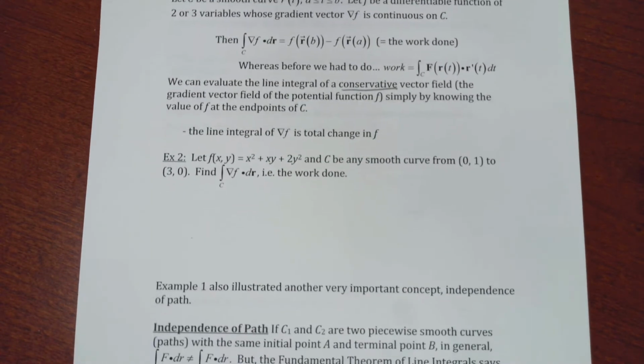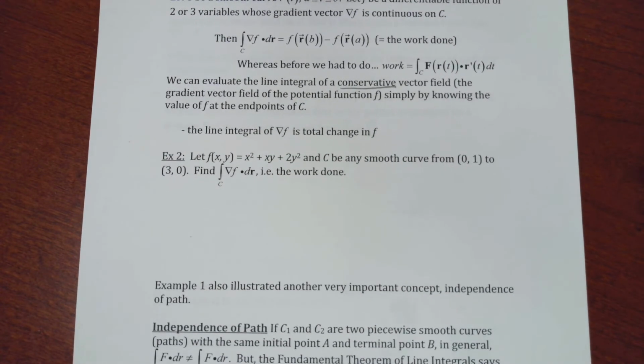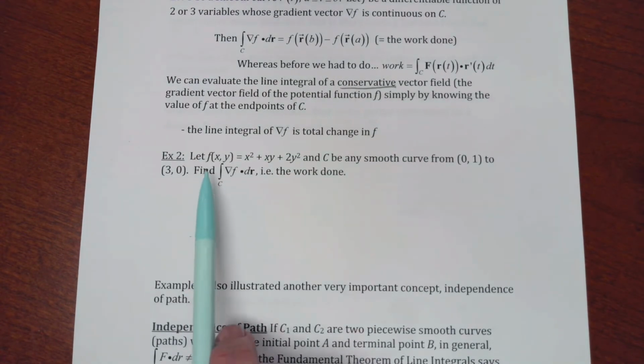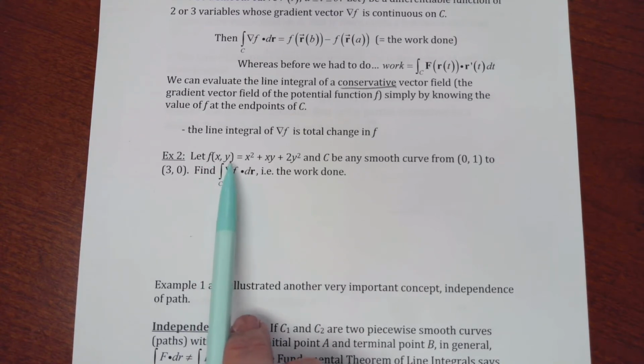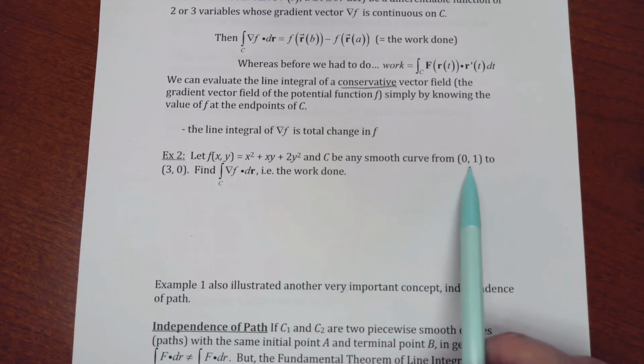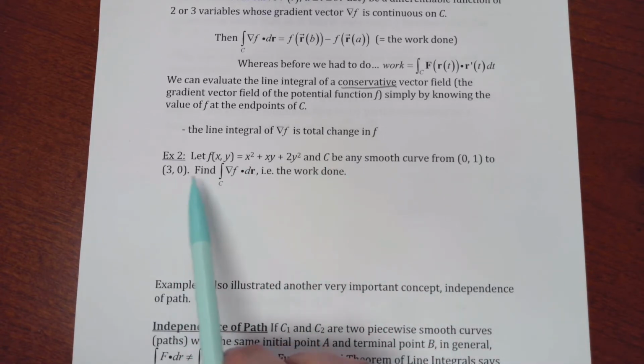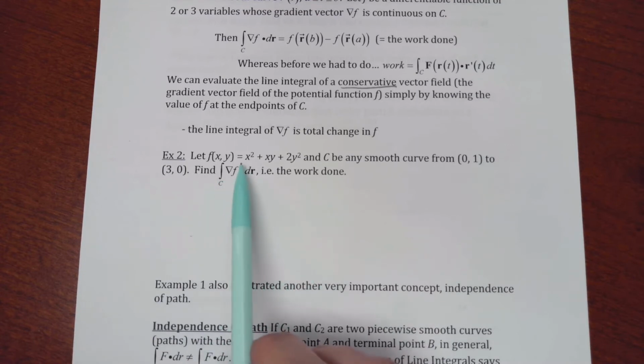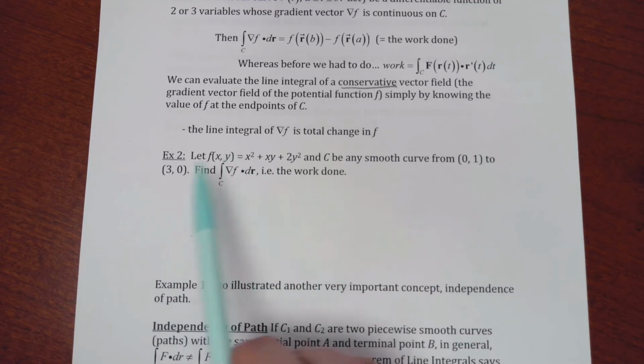All right, so let's go ahead and do one. So you are given the original function here. We're given the original function, and I want to know, let C be any smooth curve from 0, 1 to 3, 0, and I want to know what's the work done when you're going along that curve from here to here.